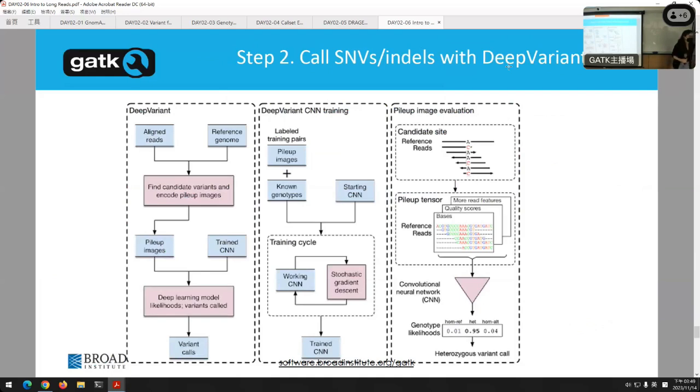After alignment, we call short variants, so single nucleotide variants and short insertions and deletions. And the tool that we use for that is DeepVariant, which is a variant caller that's based on a convolutional neural network.